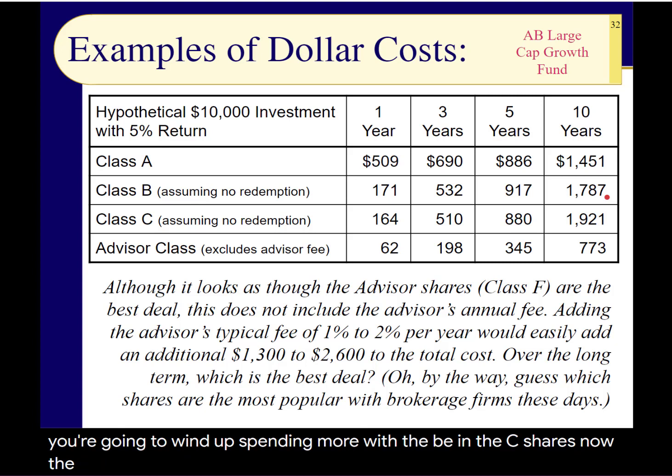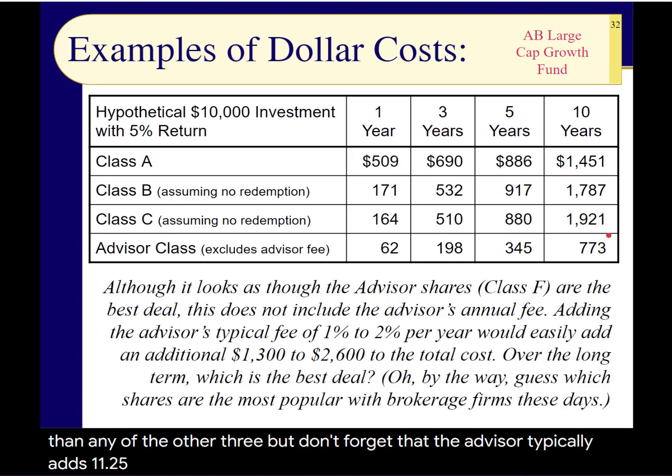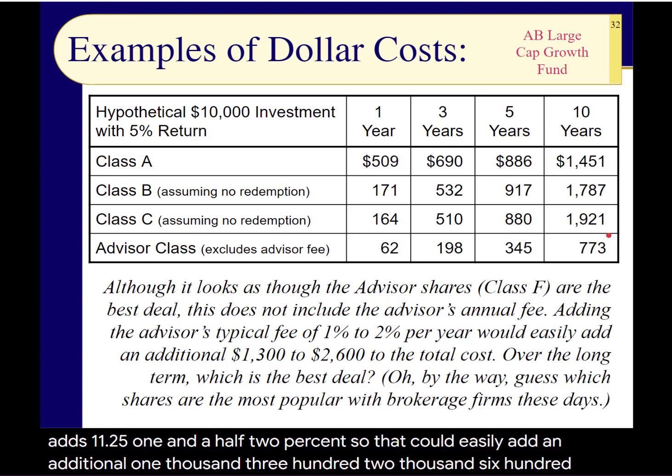Now, the advisor shares look pretty darn good, right? Look at that. A whole lot less than any of the other three. But don't forget that the advisor typically adds 1.25, 1.5%, 2%. So that could easily add an additional $1,300, $2,600.